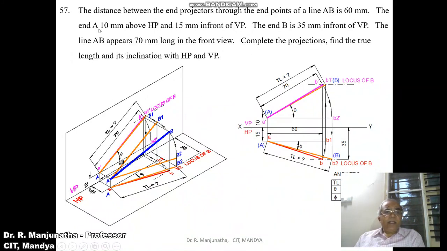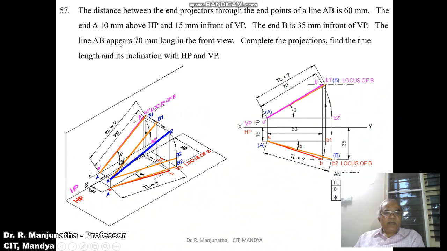Now he says the end A is 10 mm above HP. When you look from the front view, the above HP distance of 10 mm can be seen in the vertical plane here, which is A dash, and 15 mm in front of VP. When you look from the top view, we can see the distance in front of VP, which is 15 mm. And when it is viewed from the top, it is going to be on the horizontal plane, which will be A. Then the end B is 35 mm in front of VP. So when you look from the top view, we can see the distance 35 mm in front of VP. So we will be getting the locus of B in the top view directly.